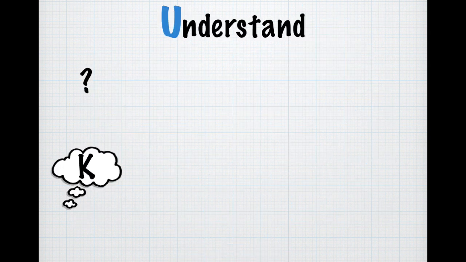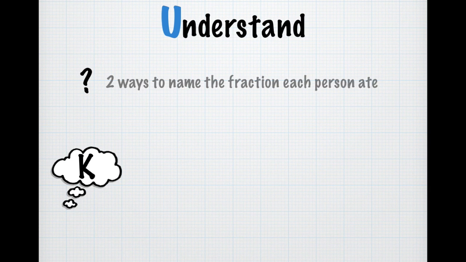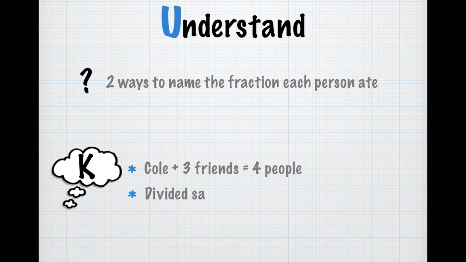So first we want to make sure we understand the problem. What is it asking us? That's where we rewrite our question. So I'm trying to find 2 ways to name the fraction that each person ate. And I know that Cole and his 3 friends makes 4 people, so 4 people are eating the sandwich. And I know they divided the sandwich into 8 parts.